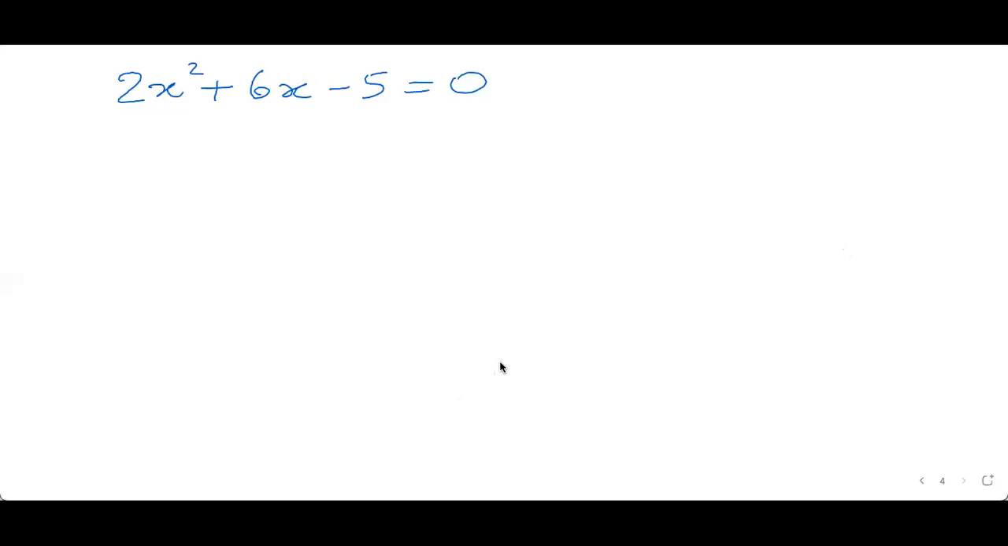Suppose the equation is 2x squared plus 6x minus 5 equals 0. Quickly, find out the values of alpha plus beta, that is the sum of the roots, and alpha multiplied by beta. Write the complete solutions in your notebook. Take a picture, send it to me on WhatsApp. It should not take more than 3 minutes.